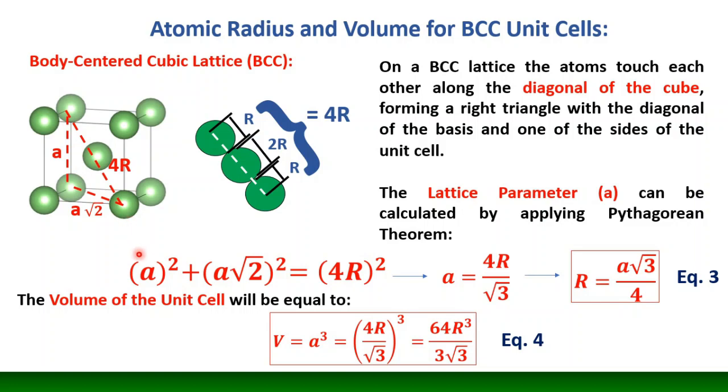So we apply the Pythagorean theorem. We take the two sides that are not the largest side of the triangle and raise them to the square: a squared plus a times square root of 2, squared, equals the largest side squared, so 4r squared. If you solve this and isolate a, the lattice parameter, you're going to see that the lattice parameter for a BCC unit cell is equal to 4 times r over square root of 3. Then if you rearrange this to isolate the radius, the radius is equal to a times square root of 3 over 4. So that's how we calculate the atomic radius for a metal having a body-centered cubic unit cell.